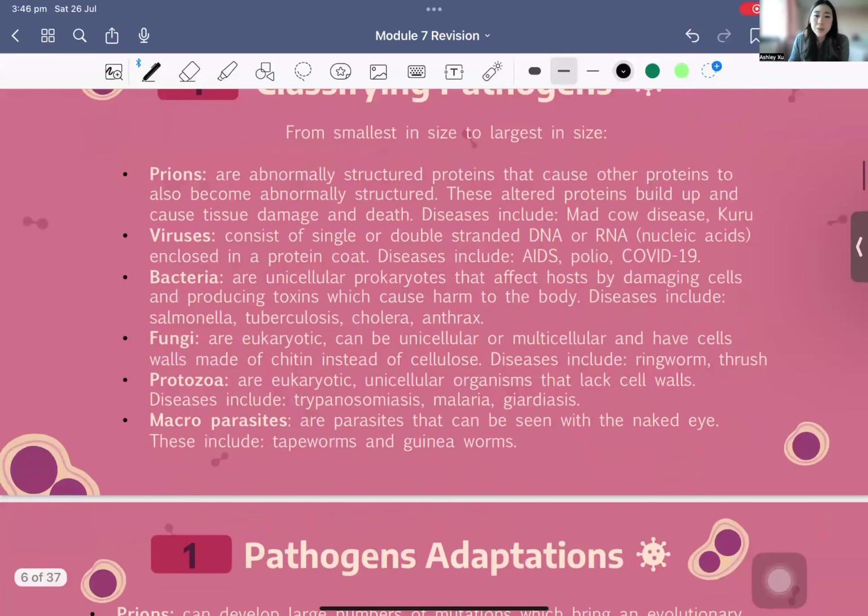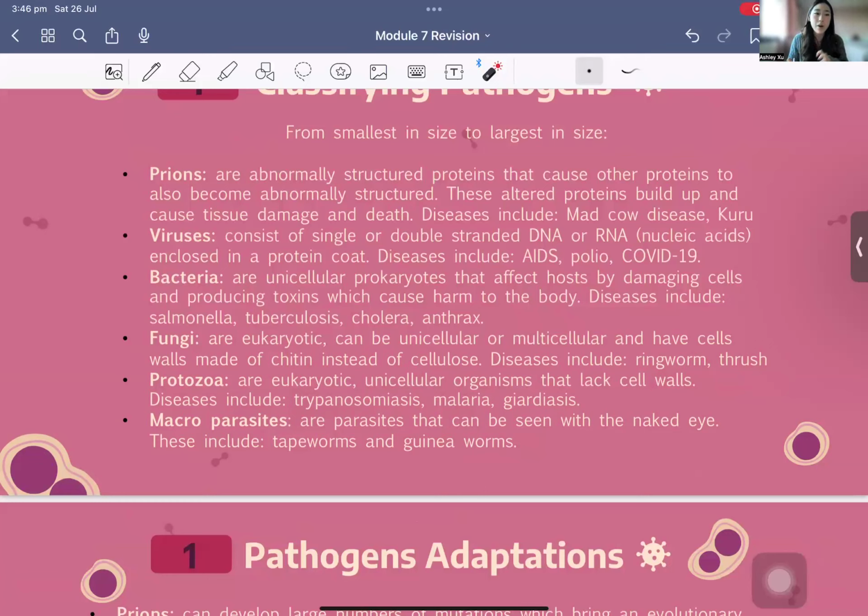All right, next we have fungi, and they are eukaryotic, which means they do have membrane-bound organelles. They can be unicellular or multicellular, so they can consist of one cell or many cells. How do we differentiate between fungi and plants? Because they are quite similar, fungi have cell walls made up of chitin instead of cellulose. So plants have cellulose walls, and fungi have chitin walls. Some diseases include ringworm and thrush, very common skin conditions. Athlete's foot is another one.